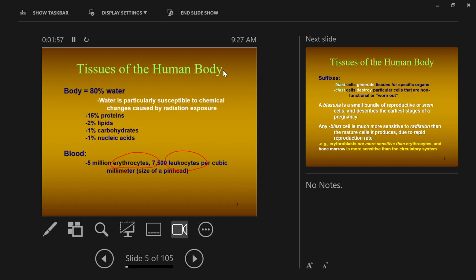The most important thing here says tissues of the human body. This is roughly speaking listing by volume or amount what we're made of, what we're composed of, okay? And what I want you to take away from this is, if you notice, it gives percentages. It says 80% water, 15% proteins, 2% lipids, 1% carbohydrates, 1% nucleic acids, okay?